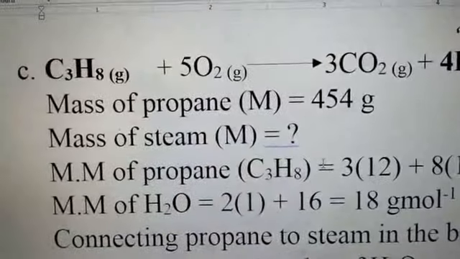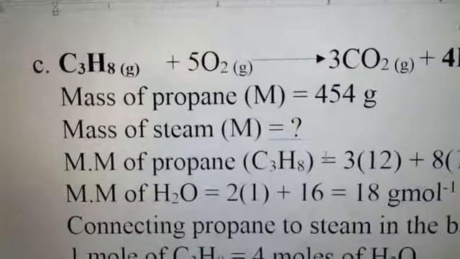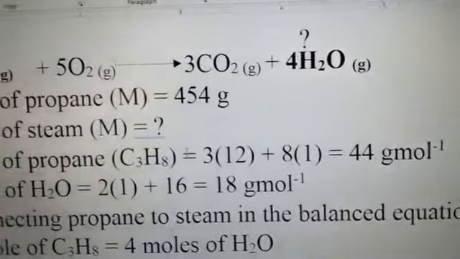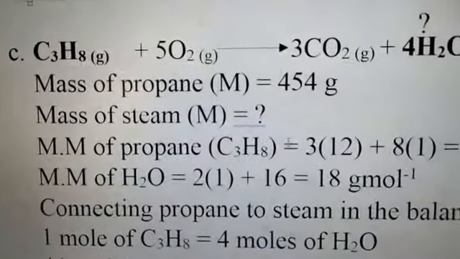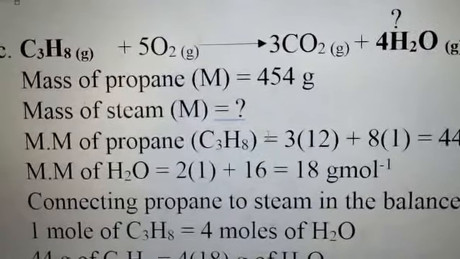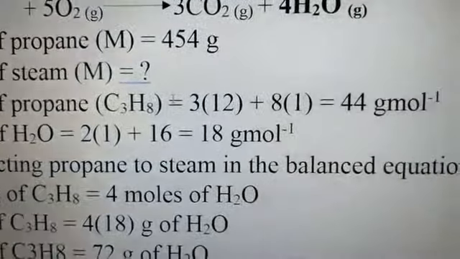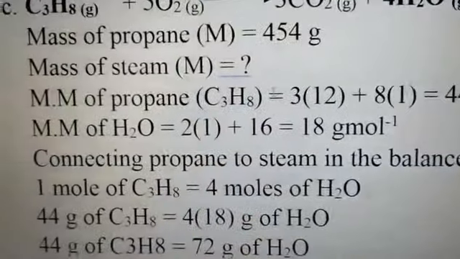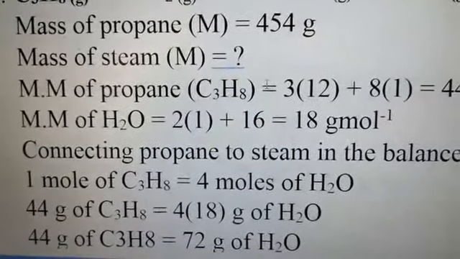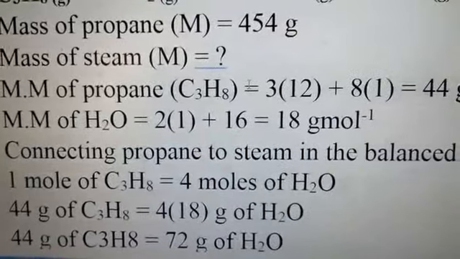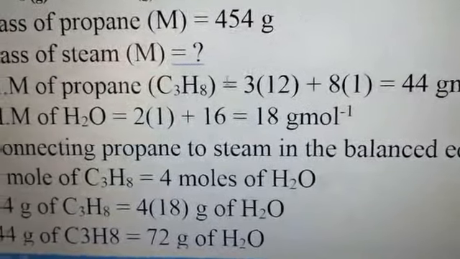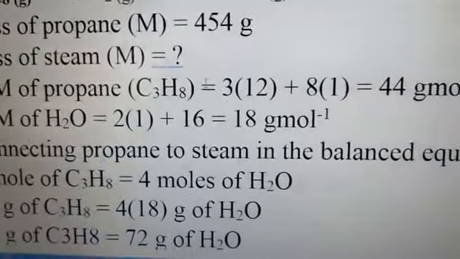We still connect propane, whose mass is given to us, the known, to steam, which we are looking for. The mass of propane is 454, given to us in the equation. Mass of steam is unknown. The molar mass of propane has been calculated before, 44 grams per mole. We find the molar mass of steam, which is 2 times 1 for hydrogen atoms, is 2. The atomic mass of hydrogen is 1. Then plus oxygen, the atomic mass of oxygen is 16. That gives us 18 grams per mole.